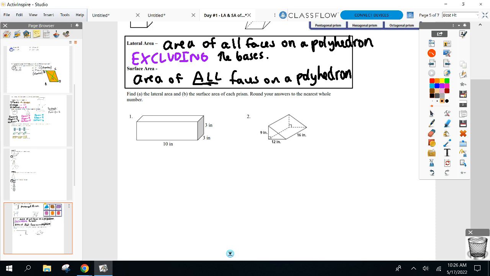Anybody want to give a name to this polyhedron? What shape are the two bases? What shape are the bases? They are triangles. So this would be a triangular prism. So when we find the lateral area in part A, we are going to take off the triangles. What's left over? 3 rectangles. Find the area of those 3 rectangles and add them up. All right, I can do that.